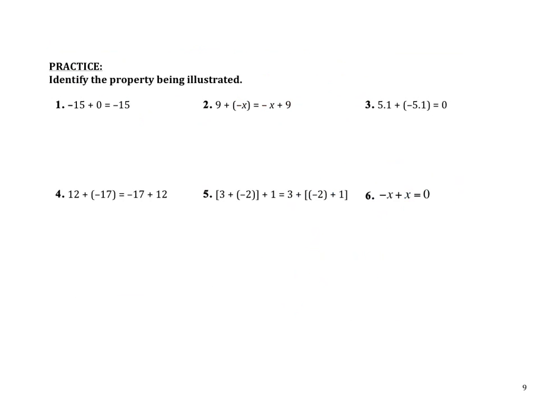All right, so let's go ahead and try to identify the properties that are being illustrated. So I've got 15 plus 0 is equal to 15. Well, here I've added 0. I have not changed the identity. So this right here is the identity property of addition. There you go. All right, so our next one. 9 plus negative x is equal to negative x plus 9. Well, what I've done here is I've changed the order in which they've been added. And so remember order, if you remember back to the properties there, this is a commutative property of addition.